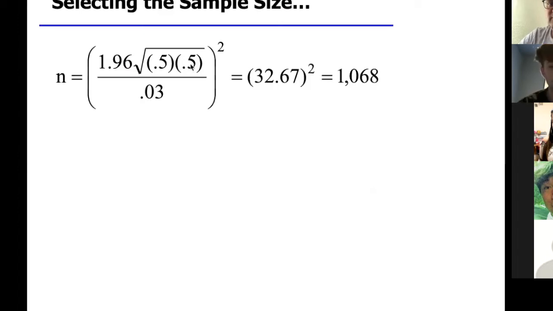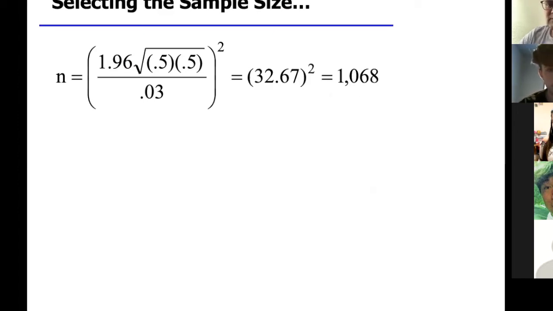If P is 0.5, 1 minus P must also be 0.5. And then you plug in those numbers and you calculate it and you get the sample size that you need, 1,068. Now this is very conservative. This would be the sample size that you need if P is exactly 0.5. If P happens to be any other value, the further away P is from 0.5, the smaller that sample size actually needs to be.